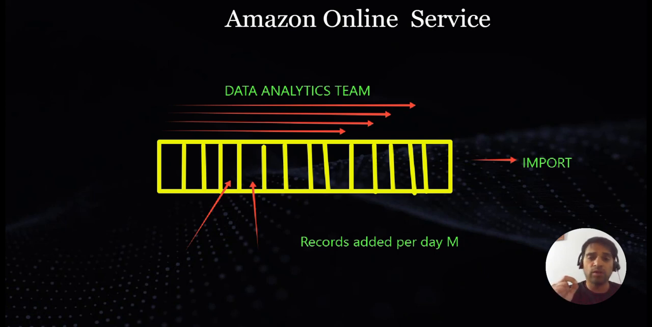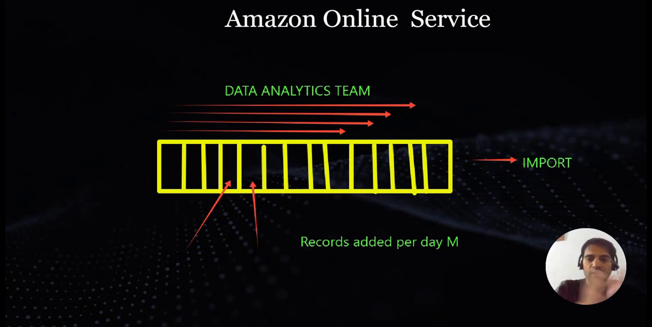So we need to do something else, and the Amazon online service data analytics team has come to a conclusion that the overall lifetime of any record is not more than weeks. An order will come, it will be acknowledged, it will be delivered, or you will give the feedback. That happens within a span of a couple of weeks.